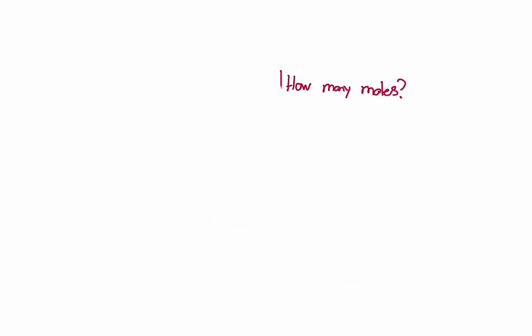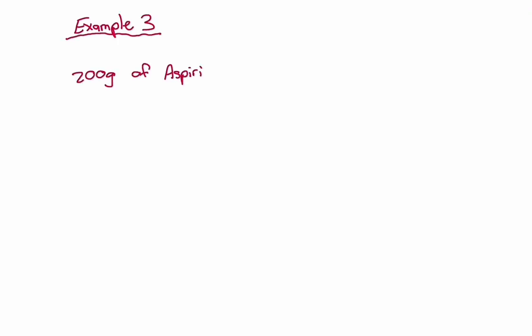Our next example is going to be calculating the moles of acetylsalicylic acid, or aspirin, which has the chemical formula C9H8O4. Suppose we have 200 grams of aspirin. We want to calculate the number of moles. First, we need to find the molar mass of aspirin.